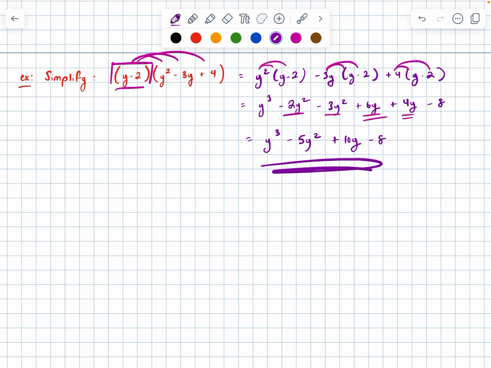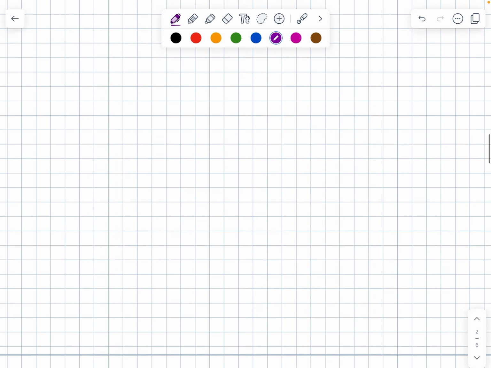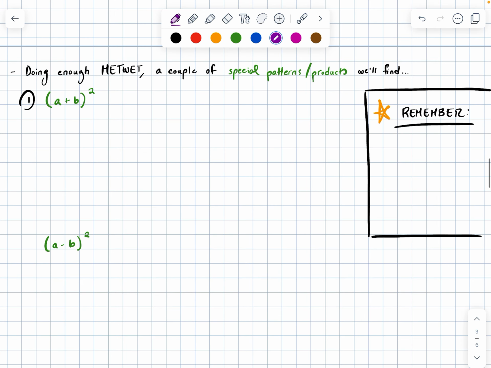Magnificent. Now, in doing enough METWET, I promised you two neat little extensions. You're about to get them. We'll discover that there are a couple of so-called special patterns that can be really helpful if we commit them to memory. Either way, they show up so frequently that we generalize the process of simplifying them. Now, given polynomials, one thing that you might ask yourself is, what happens if I multiply a polynomial by itself?